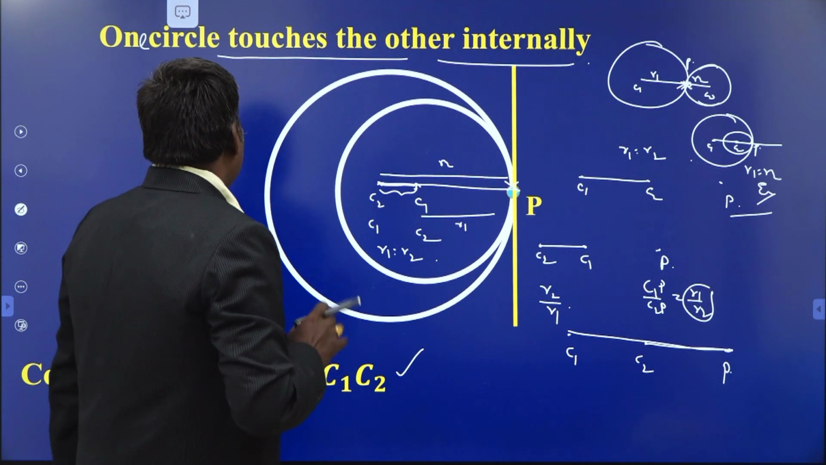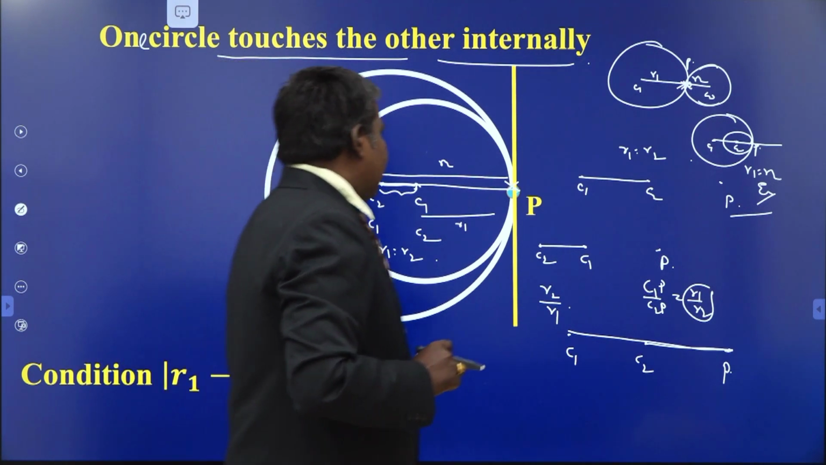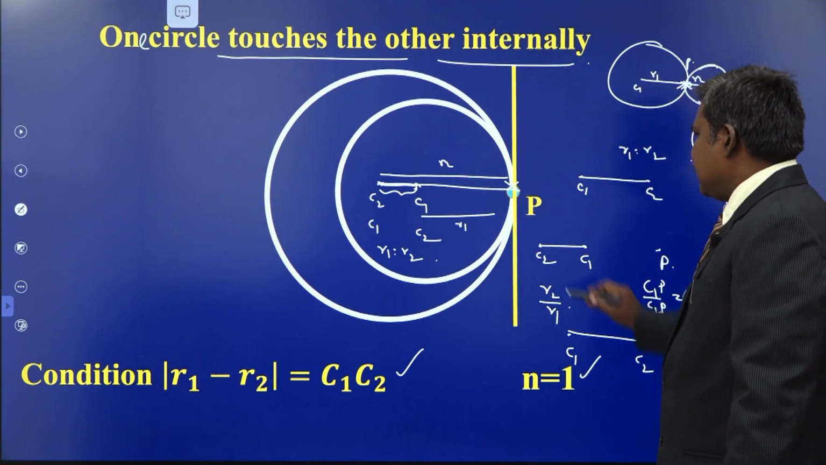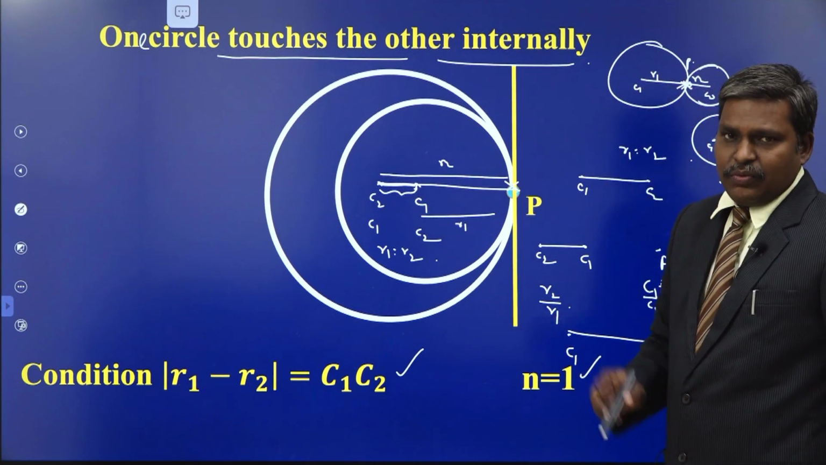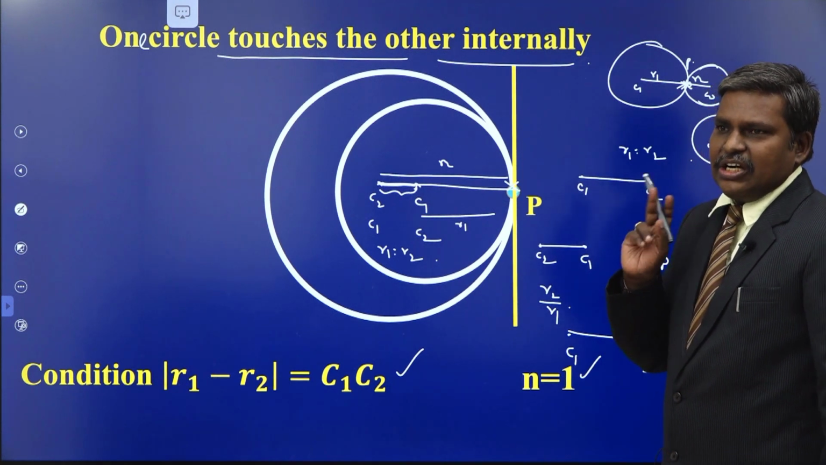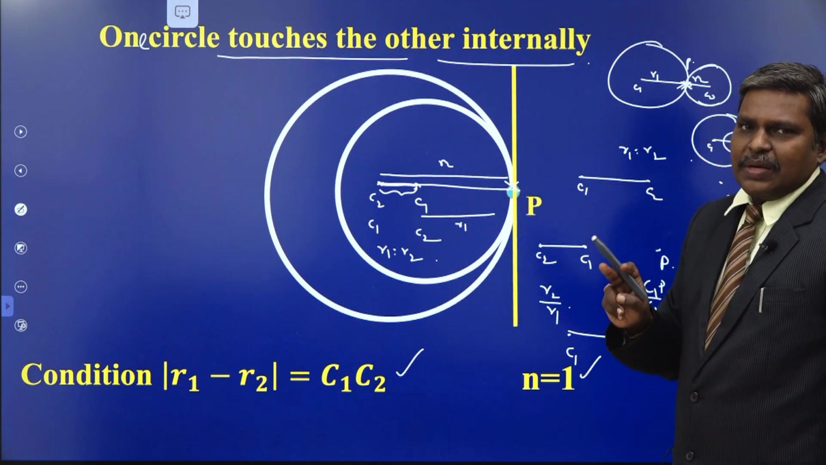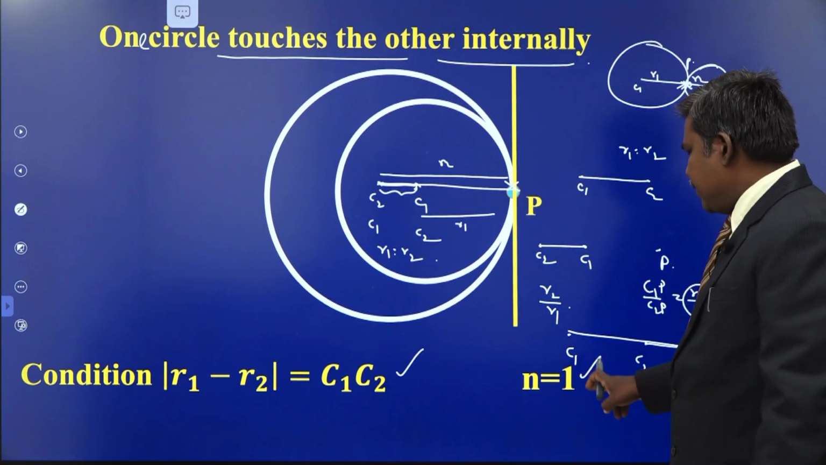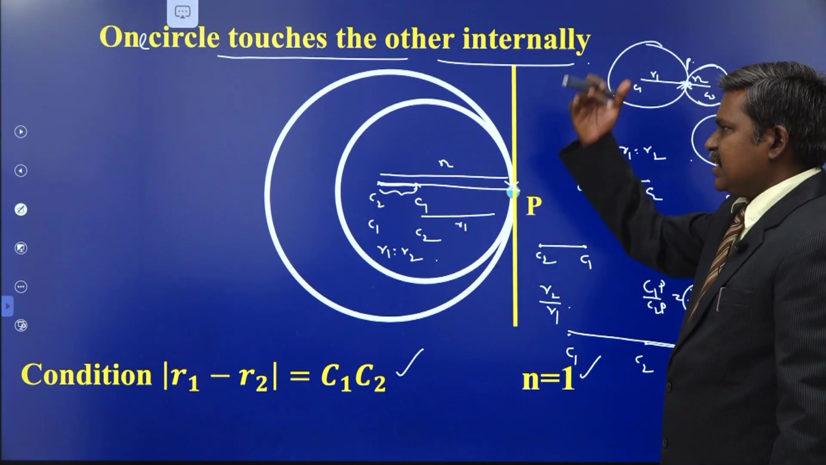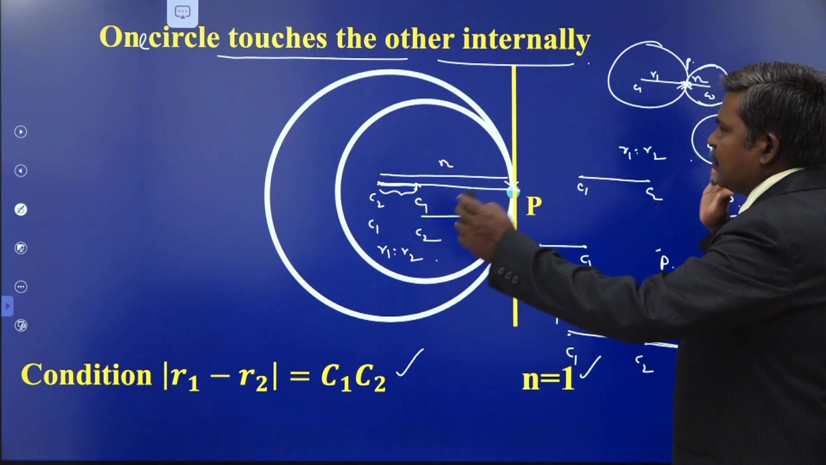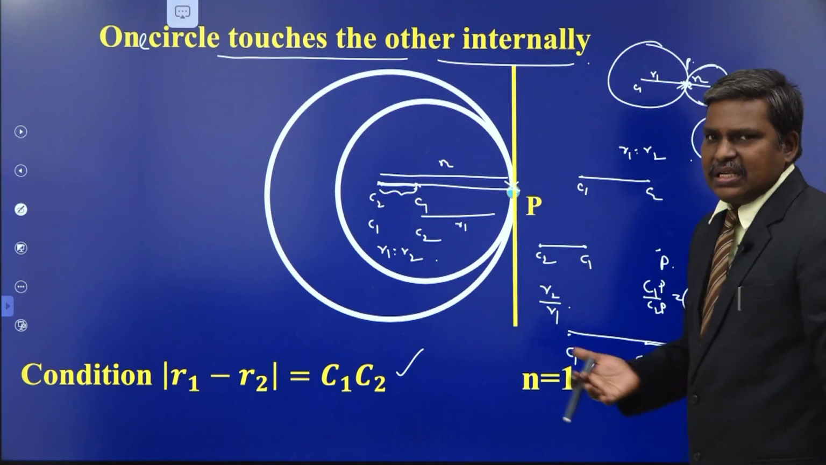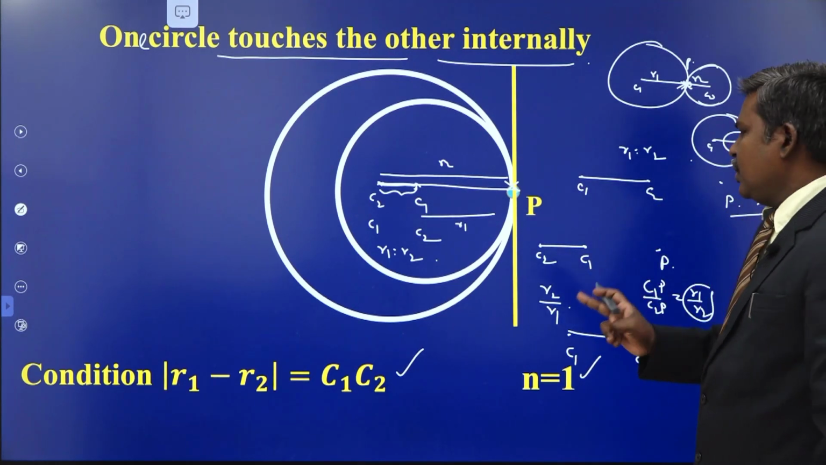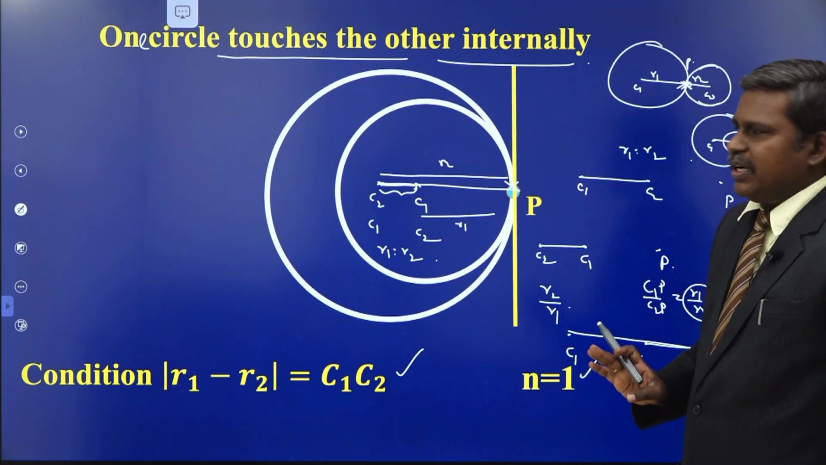So, when one circle touches the other internally, there exists only one common tangent, that is a direct common tangent. One direct common tangent. Initially two direct, two transverse. That becomes two direct, one transverse. That becomes two direct. Now it becomes only one direct common tangent. When the two circles are moving closer, the number of common tangents is less. First time 4, next time 3, then 2. At this time we have only one common tangent.